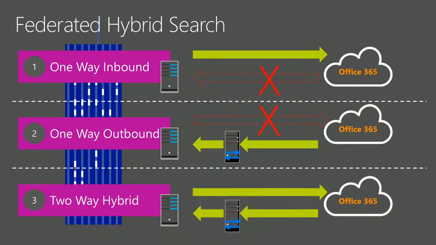What we see with most of our customers is the two-way hybrid search. This means that if I'm in the on-prem search center, I can get my search results from Office 365. If I'm in my Office 365 search center, I can get my on-prem results as well as the Office 365 results all on a single screen.